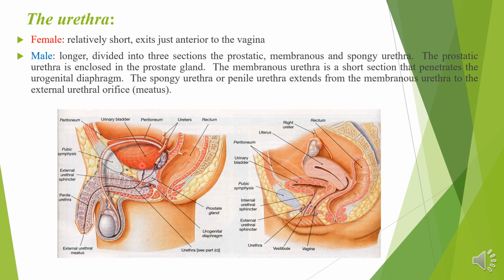So in the diagram you can see this is the urinary bladder. This part is the prostate, and the part of the urethra passing through the prostate is called the prostatic urethra. Then it passes through the urogenital diaphragm, and here it is given the name of the membranous urethra. It is just 1 centimeter long, and then it enters into the bulb of the penis, where it is called the spongy urethra or penile urethra.